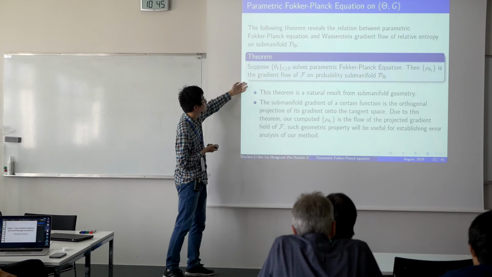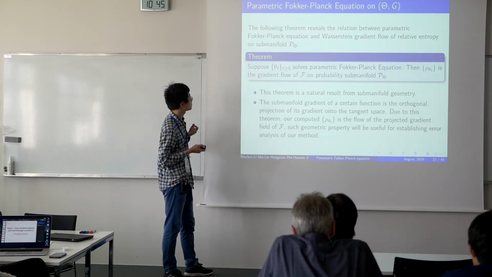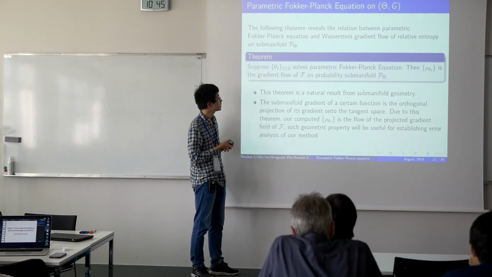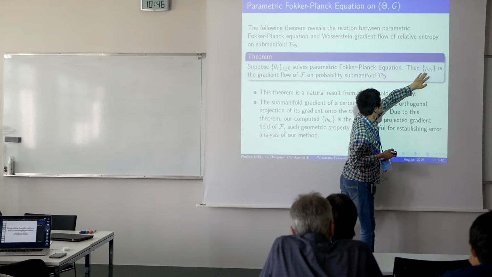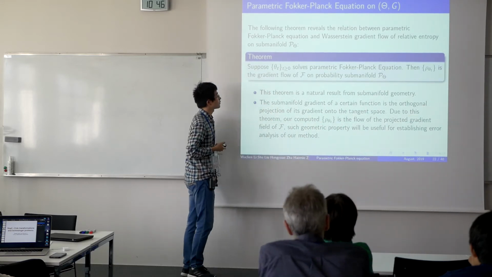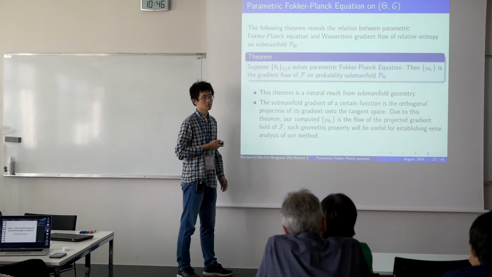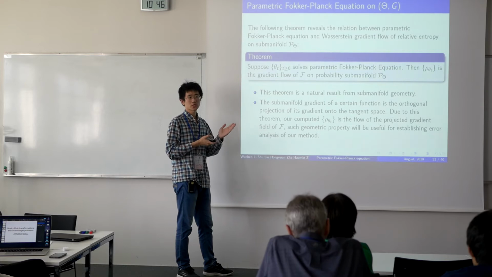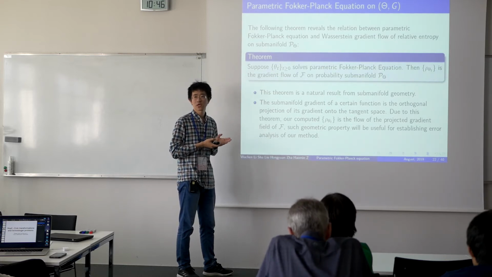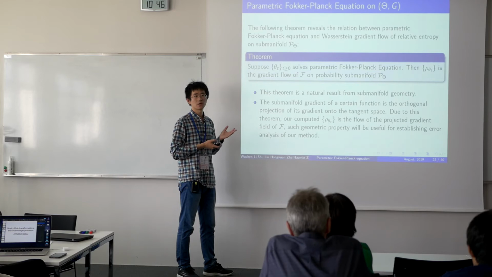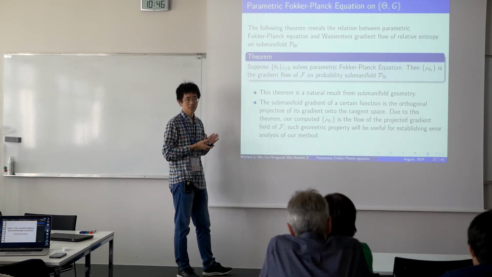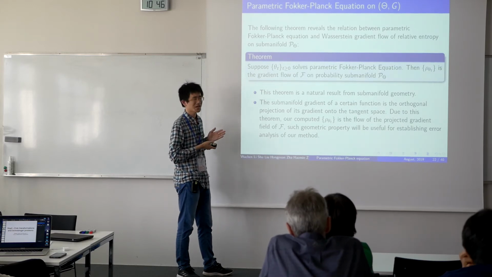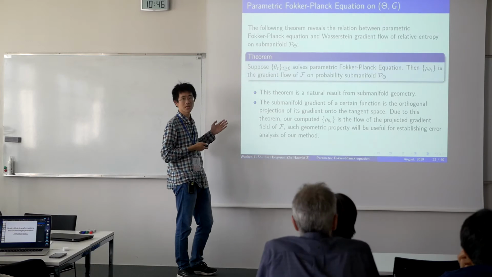Okay, and here's a natural theorem from submanifold geometry. If you assume theta t is the solution of the parametric Fokker Planck equation, then you can show that rho theta t is actually the gradient flow of relative entropy on the submanifold. So there is a submanifold relation here. And as you know, the gradient of a function on the submanifold is actually the orthogonal projection of the exact gradient onto the tangent space of a submanifold. So there's an orthogonal projection relationship here, and it is actually quite useful when we want to establish error analysis.